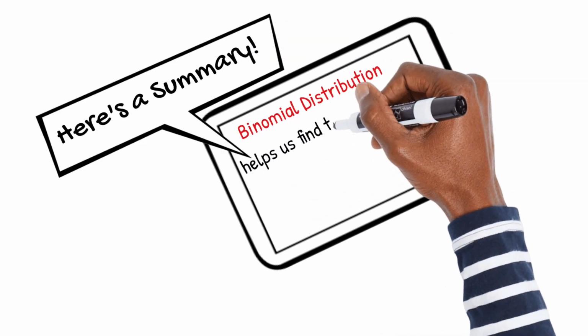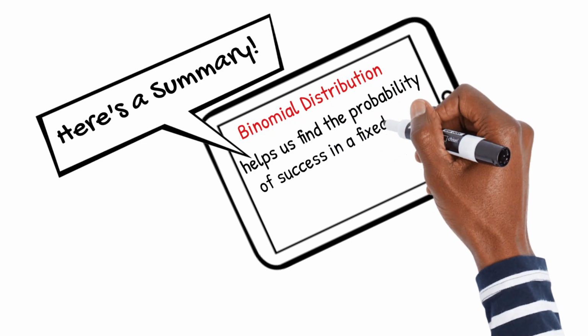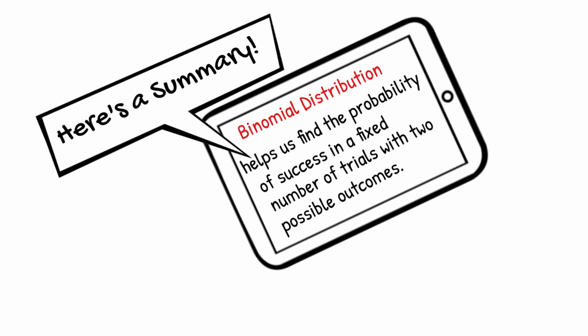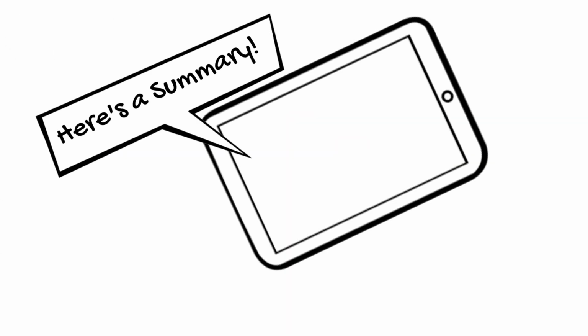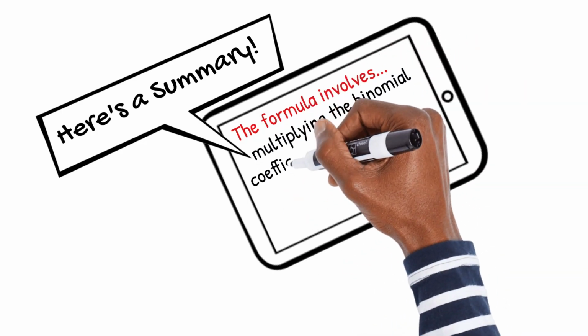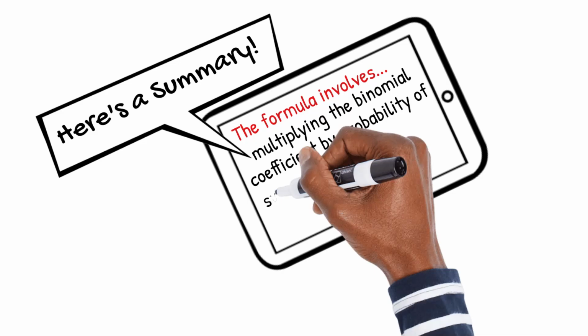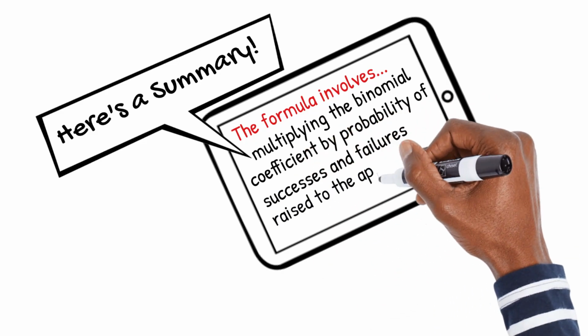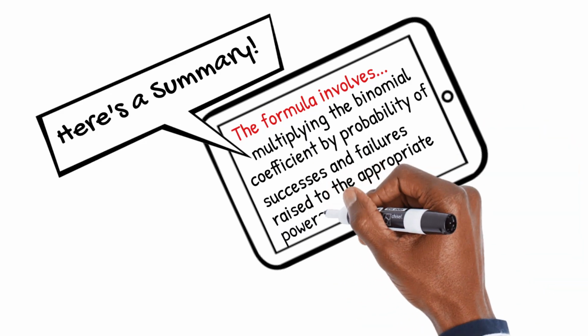Here's a summary of what we've learned. Binomial distribution helps us determine the probability of getting a specific number of successes in a fixed number of trials, where each trial has 2 possible outcomes. The formula involves calculating the binomial coefficient, which tells us how many ways we can achieve the desired number of successes, and multiplying by the probabilities of successes and failures raised to the appropriate powers.